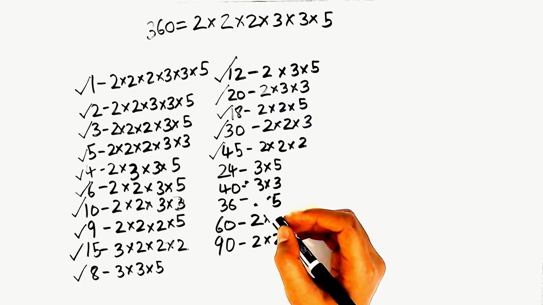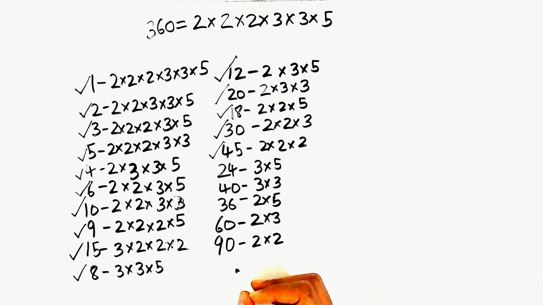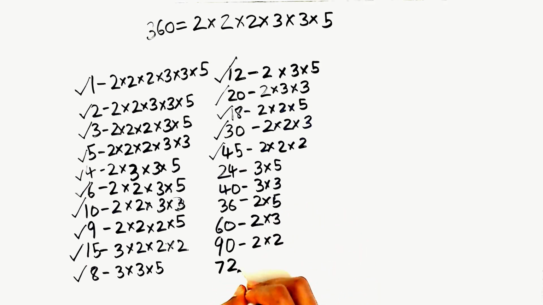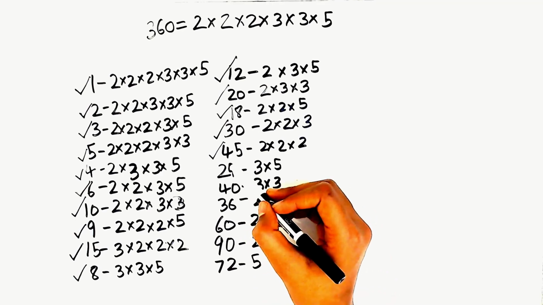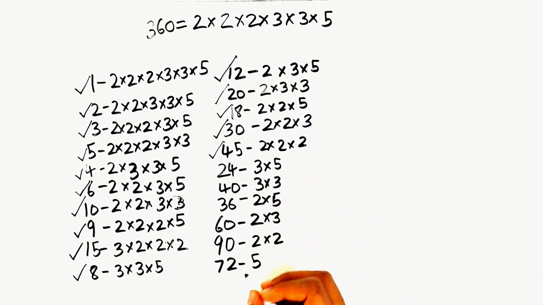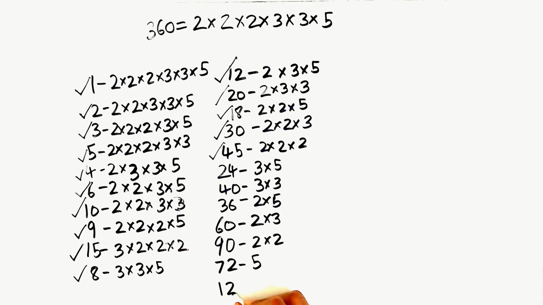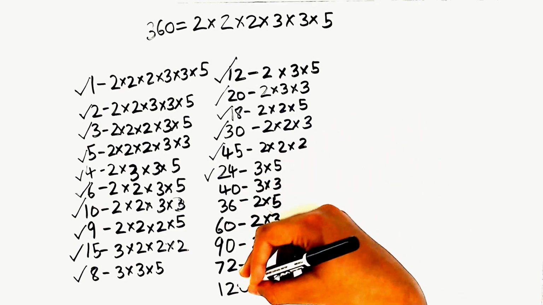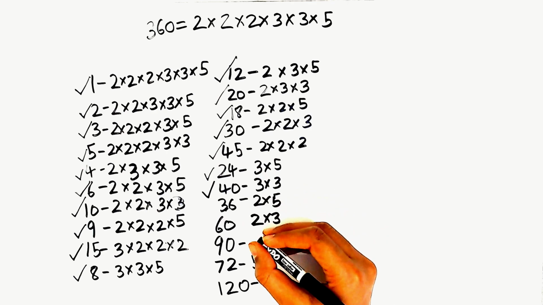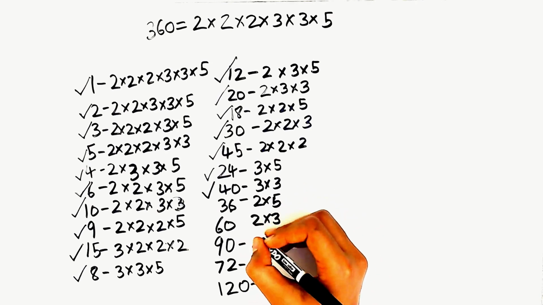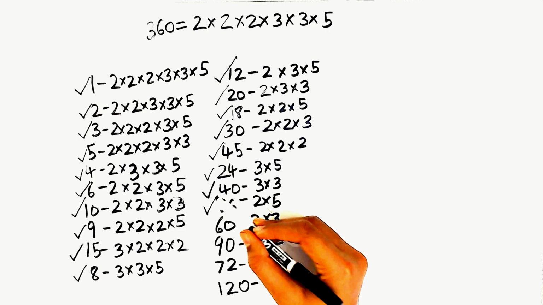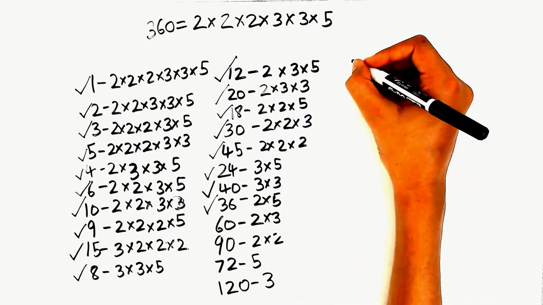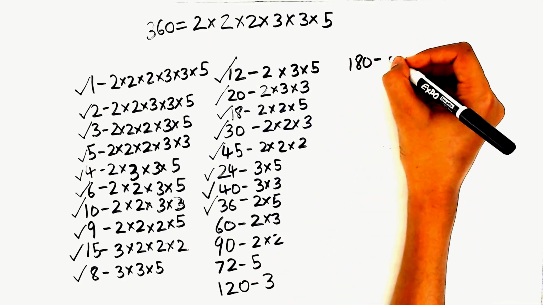For 24, we don't have 72 yet. So it'll be 72, 5. So we're done with 2. And 24 times 5 is 120. So 120 and 3. So we're done with 24. Now let's take 40. 40 times 3 is 120. We already have 120, so we're done with that. 36 times 2 is 72. We already have that. And 36 times 5 is 180. We don't have that yet, so 180, 2.